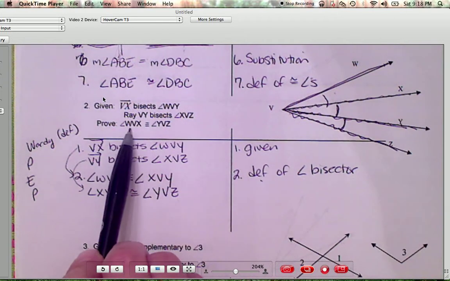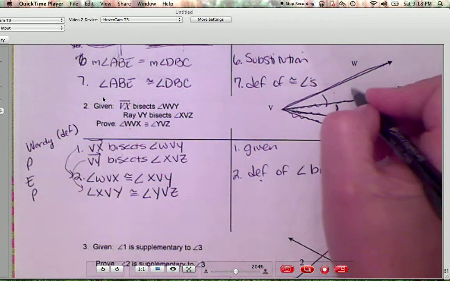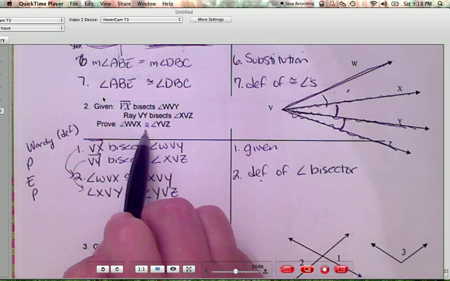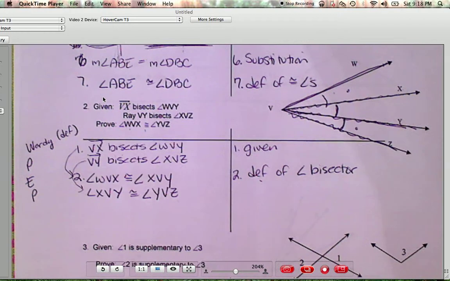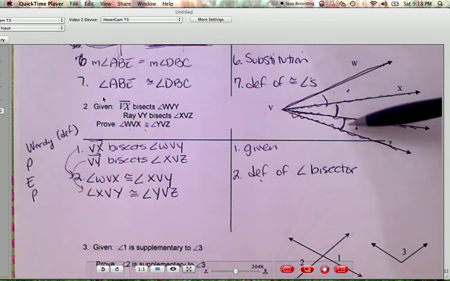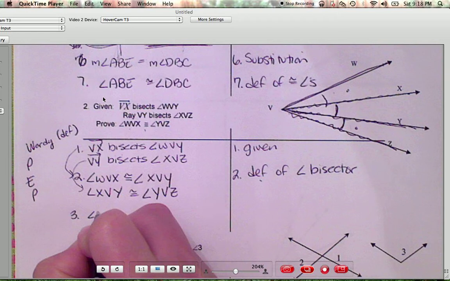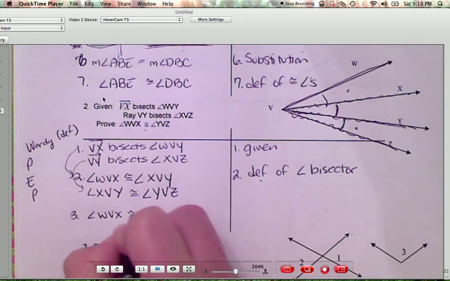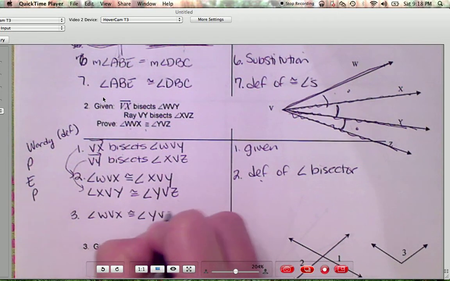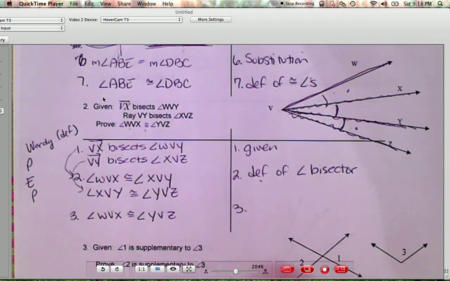Now what we're trying to prove is that WVX, this one, is congruent to YVZ, this one. And you can see we already have them marked congruent. But we need to state that in our proof and figure out why that is true. And that's actually going to be our third step. Angle WVX is congruent to angle YVZ. And here's where it's coming from.